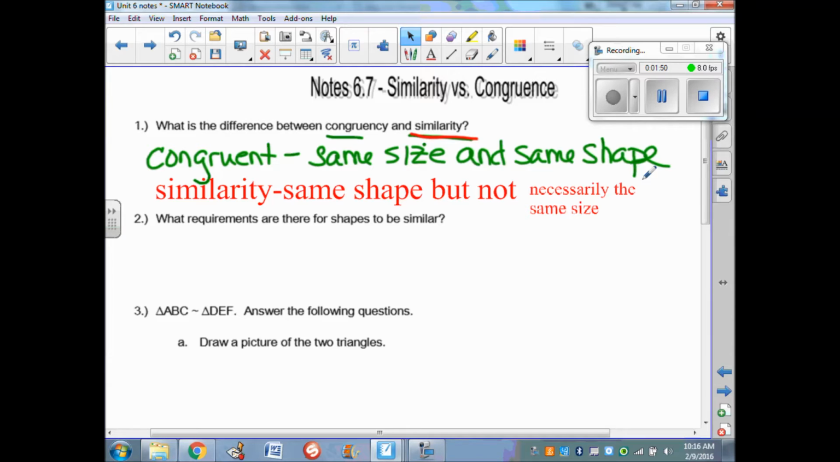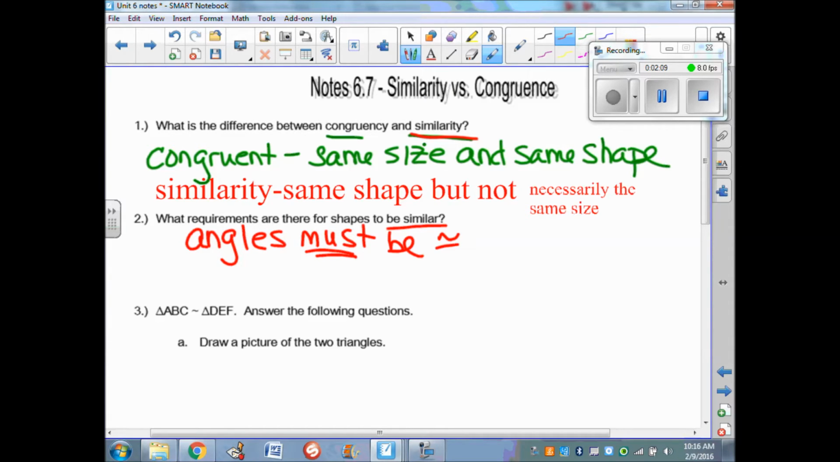So it says, what are the requirements for shapes to be similar? Okay, so let's keep talking about that similarity. For shapes to be similar, what are the requirements? So the angles must be congruent, and the second thing is the sides are in proportion. And I'm going to give you an example as to what that means.